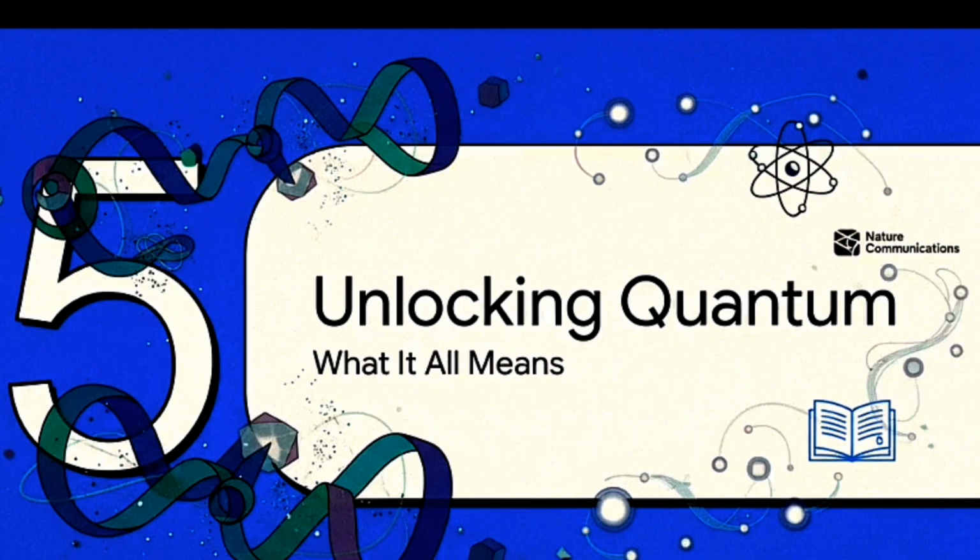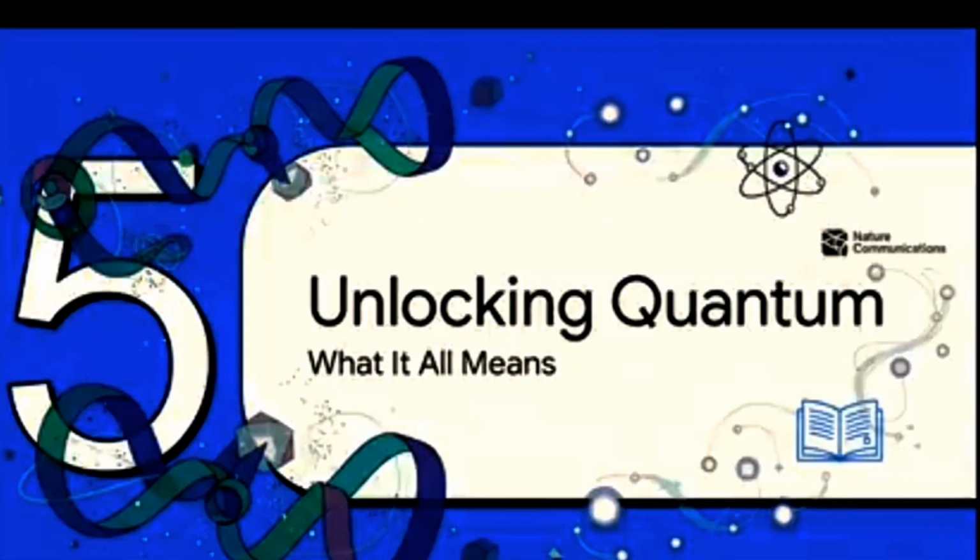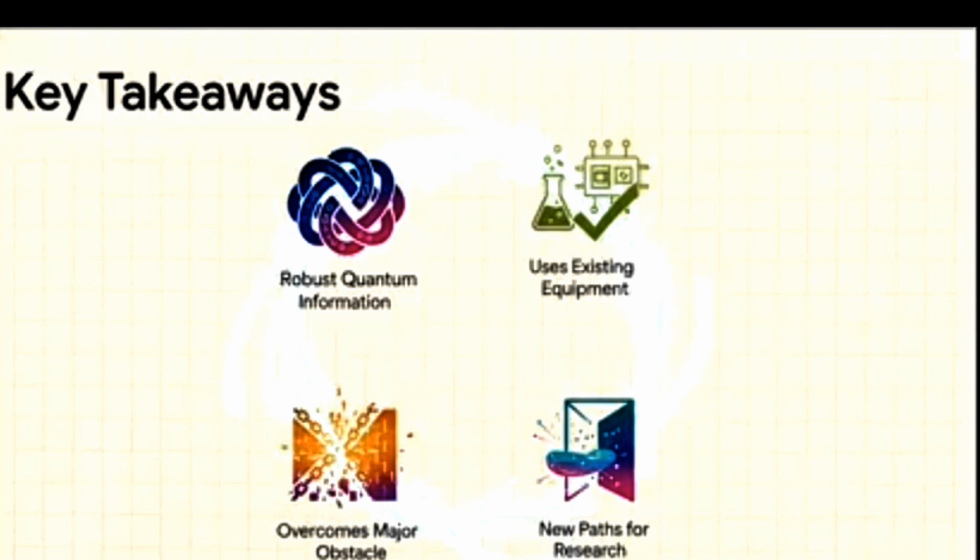So, let's pull all of this together. What does this amazing discovery, published in the journal Nature Communications, really mean for the future of quantum technology? So, what are the big takeaways here? Well, first, we now have a brand new way to encode quantum information that is naturally tough and resistant to noise. Second, and this is huge, it uses existing standard lab equipment. This means researchers anywhere in the world can start exploring this right now. It basically overcomes one of the biggest hurdles that was holding back practical quantum technologies, and it opens up all these new avenues for building the stable quantum computers and secure quantum networks of the future.